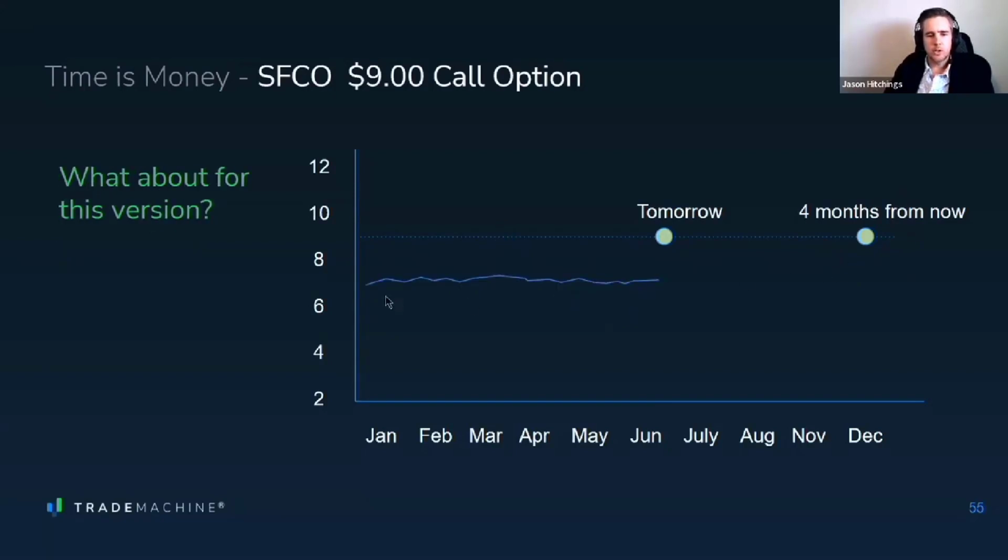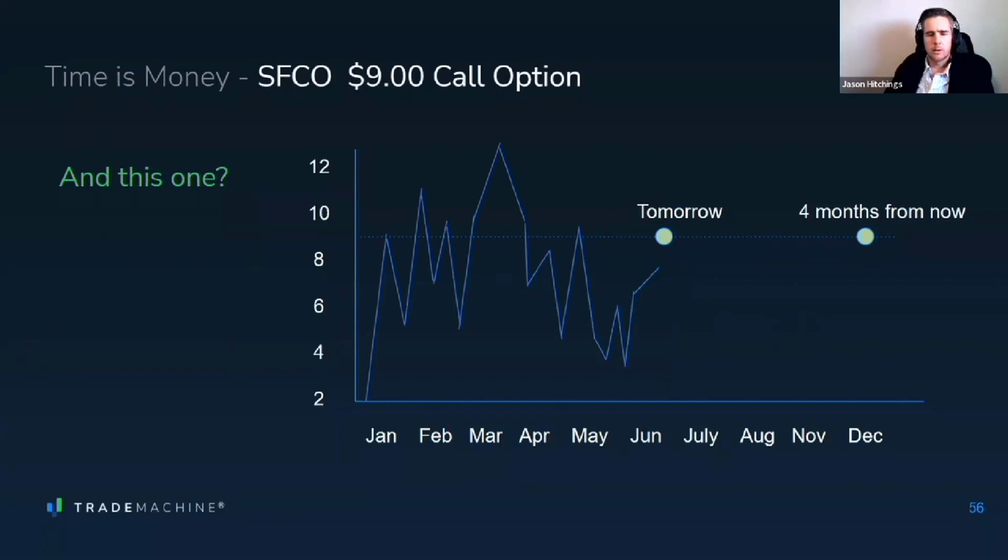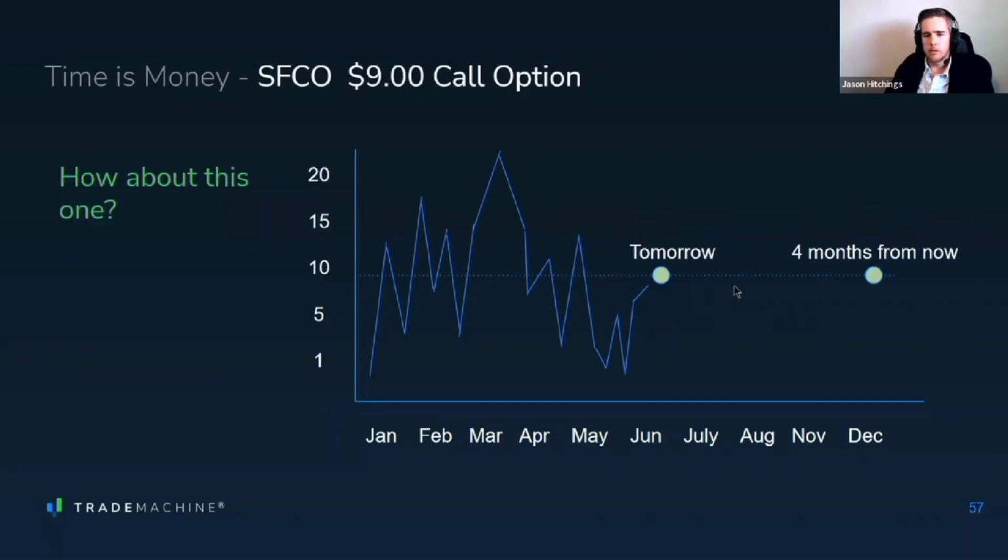But look what happens when we just make the stock less volatile. All of a sudden, the right to buy this option or buy the stock above 9, even 4 months out, is seeming quite unlikely. Here's another scenario where it's really volatile, where you could imagine really anytime it starting to come above that 9 level where you start to see some value in it, even in the short term.